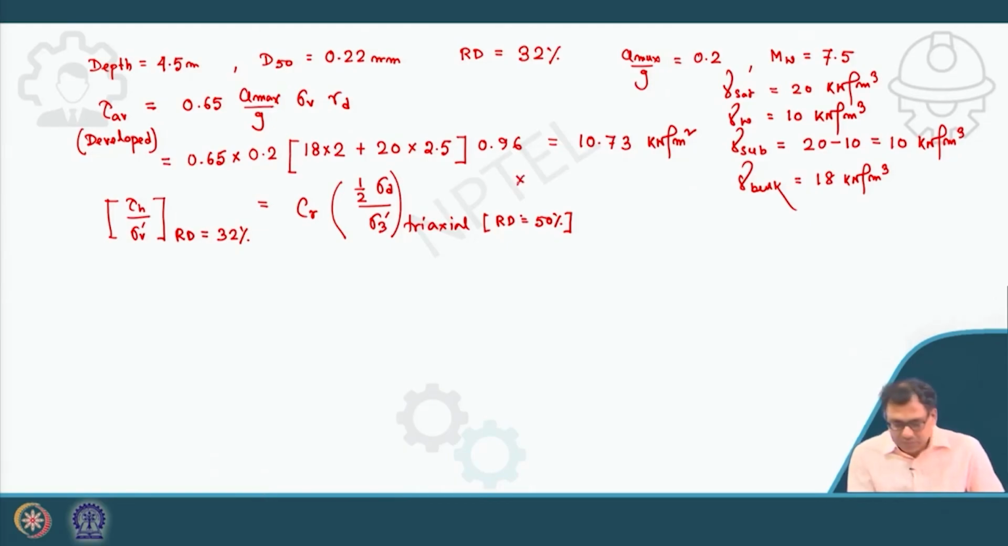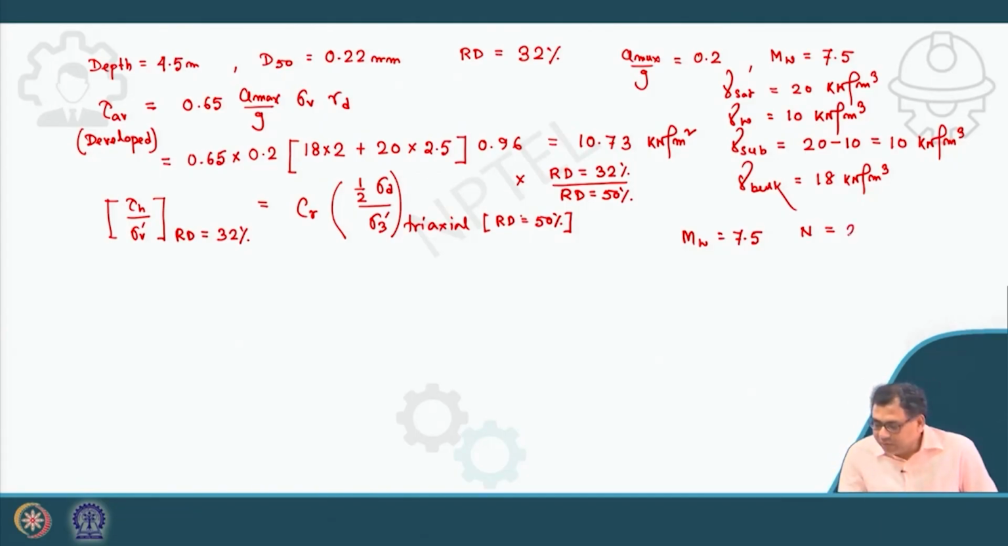So that is into relative density 32 divided by RD value 50%. So now here your MW is 7.5. And what will be the uniform number of stress cycles? We are using this simplified procedure. What will be the uniform number of stress cycles? Here we will consider 20. I have discussed that in my previous class. So that will be 20.